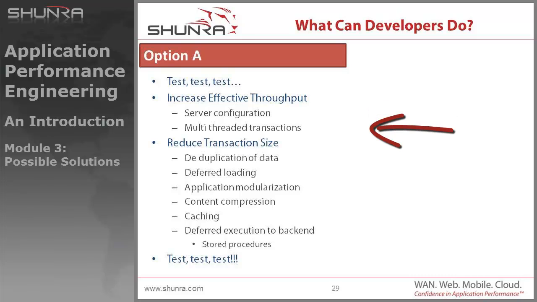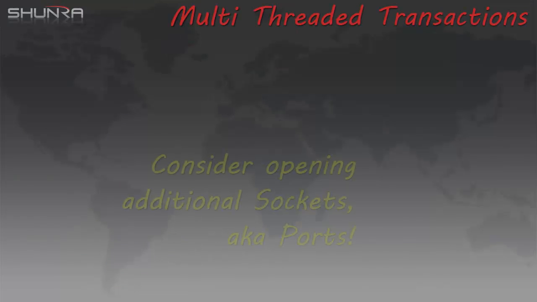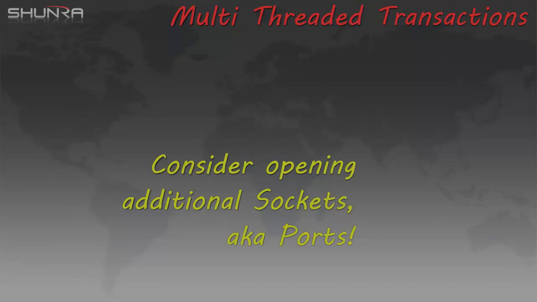So now let's talk about multi-threaded transactions. As you know, when you code in whatever modern language you're coding in, you can have multiple processes and pass data through with multiple threads versus serially. Well, you can do the same thing from a network perspective. So let's take a look at this for a minute. You can open up different sockets or different ports within your network environment.